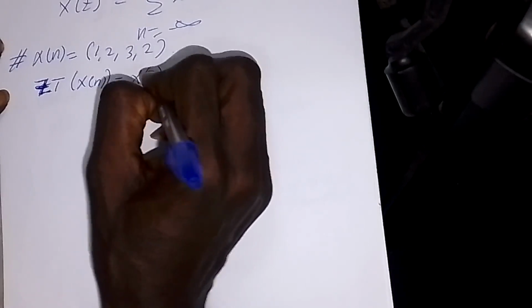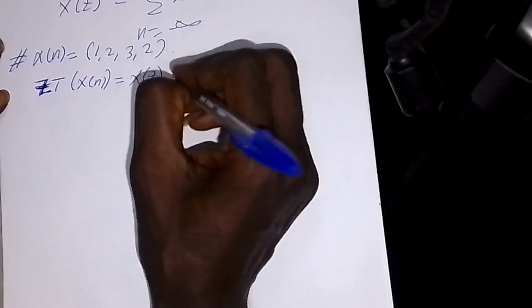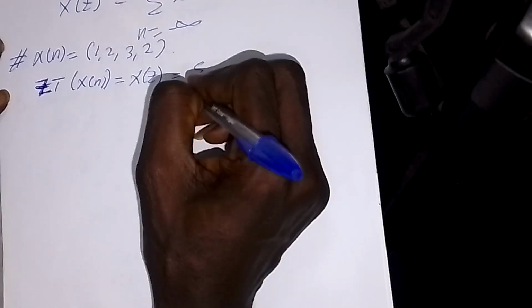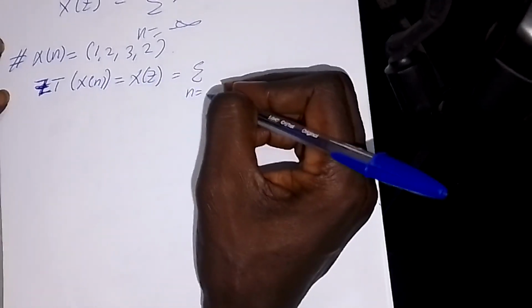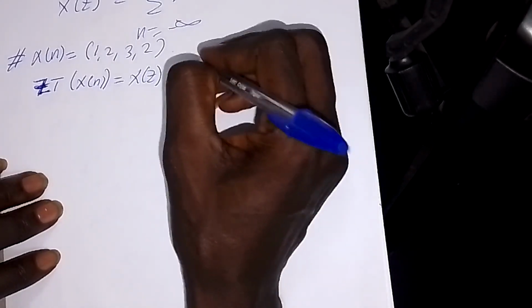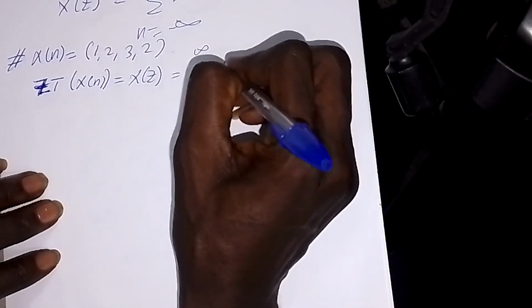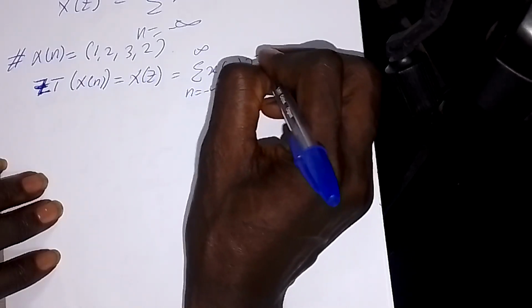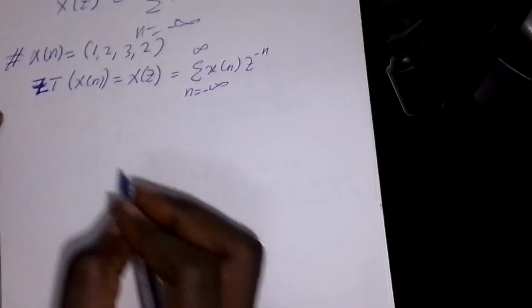X of z, for this one, is equal to the summation over n from minus infinity to infinity of x of n times z to the minus n. Okay, so this is the general formula.